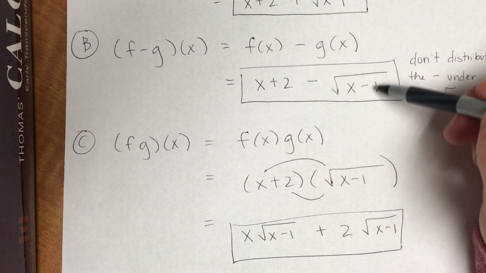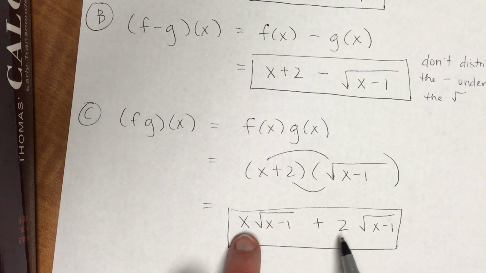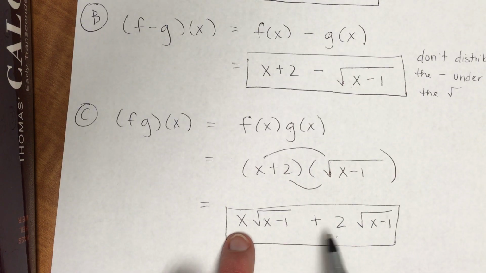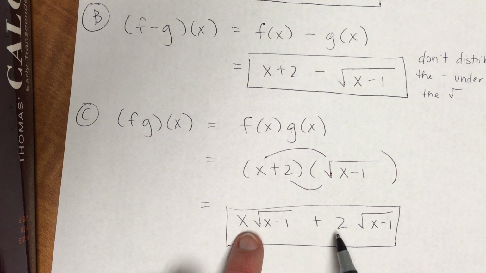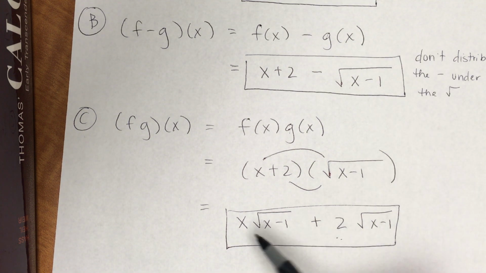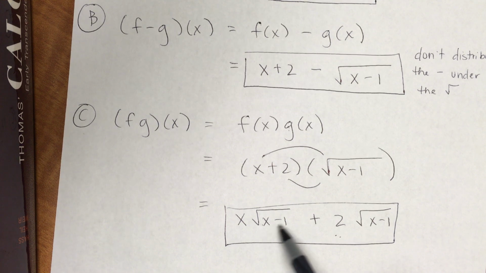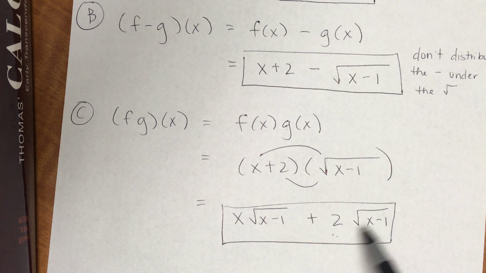Don't distribute underneath the square root, but I can distribute to or out front of the square root. So I can distribute an x in front and a 2 in front, but I can't distribute the x inside here to make it an x squared minus x or a 2x minus 2. Don't do any of that. So that's what I meant.